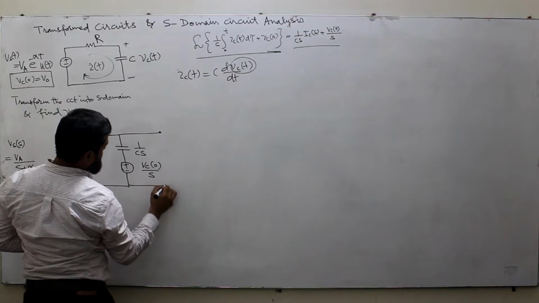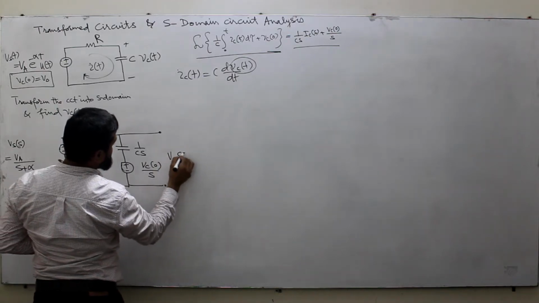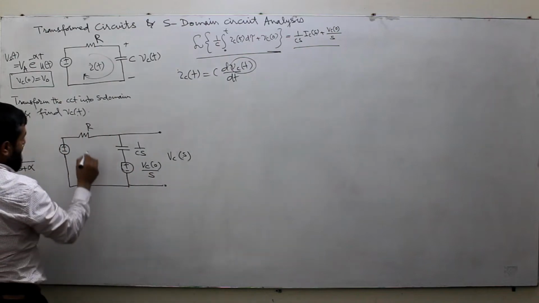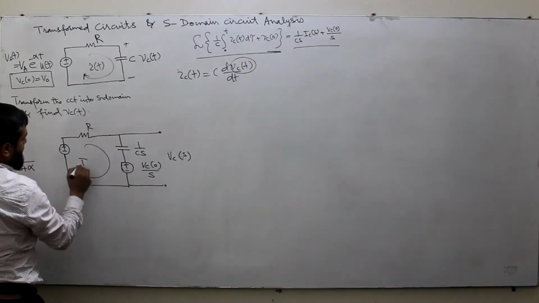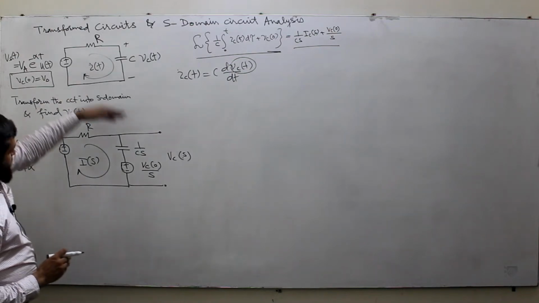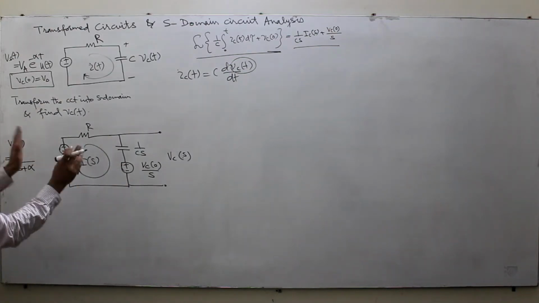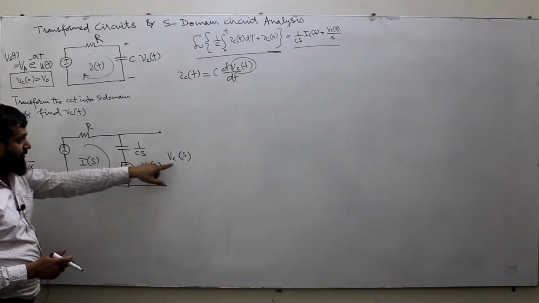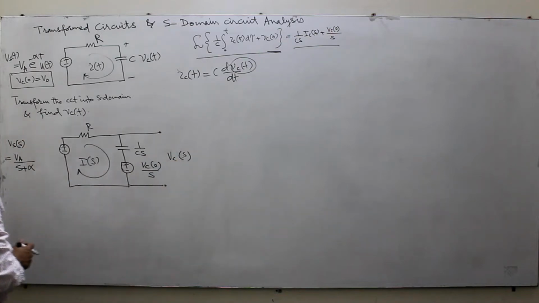So this one is our S domain replacement for this capacitor. This is Vc of S, and this is I of S. So we have converted everything. So this is our transform circuit or the circuit in the S domain. Now we have to find Vc of t. First let's find the I of S.